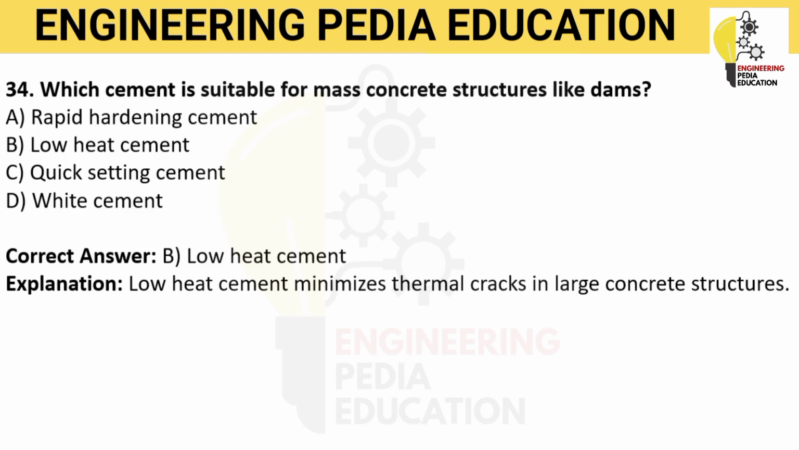What are the main features? It contains a lower percentage of C3A and C3S, and a higher percentage of C2S. Therefore, the heat of hydration is slow and low for it. What are the properties of it? Reduces temperature rise in concrete, minimizes thermal cracks, gains strength slowly, better durability in mass concrete work. Uses: used in mass concrete structures such as dams, large rafts, retaining walls, bridge piers. Advantages: less thermal cracking, better long-term strength, improved durability.